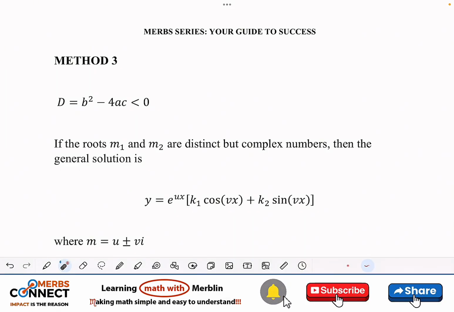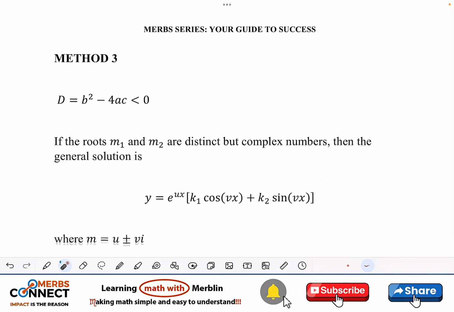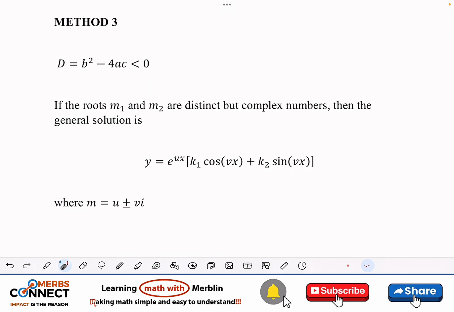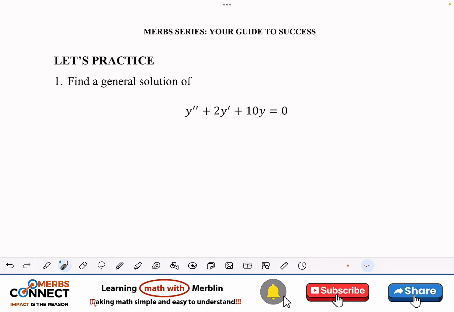In this video, we are going to talk about method 3, where the discriminant is less than 0, right? We saw that when the roots are distinct and complex numbers, our general solution should be this. So let's take some example.